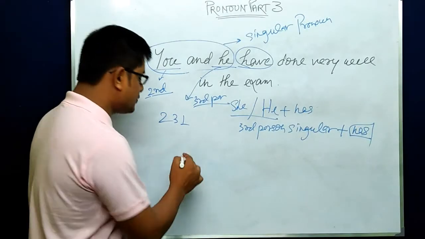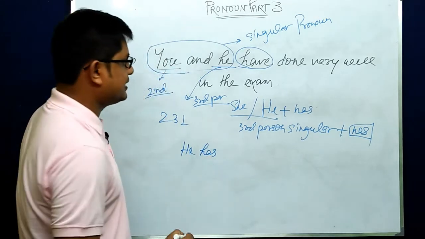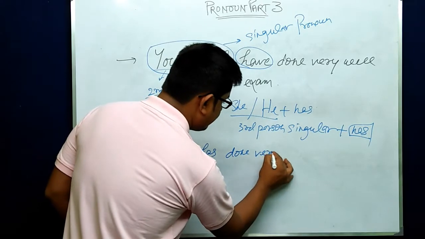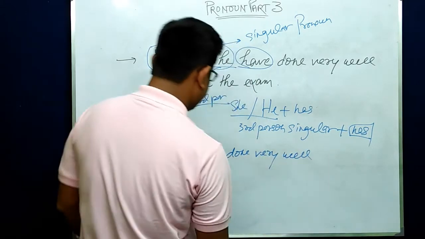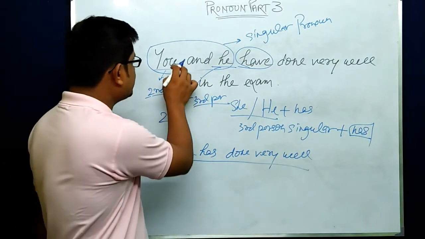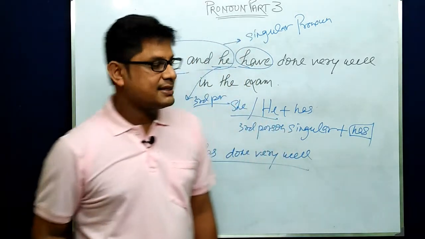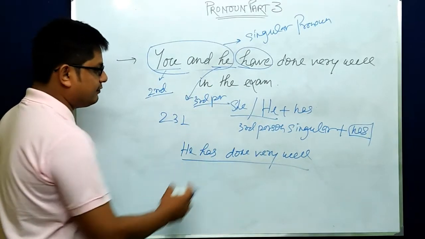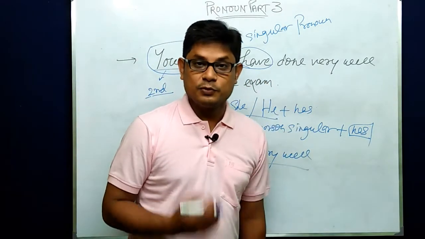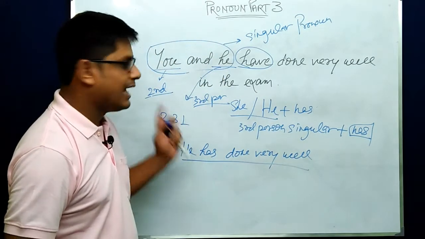If the sentence starts with only he, then you have to use he has. He has done very well, isn't it? He has done very well. But the subject includes you and he. That means more than one single person, right? And that's the reason we have to use have, not has. That means the verb should be plural, not the singular form. That's the reason you have to use have, not has, right?